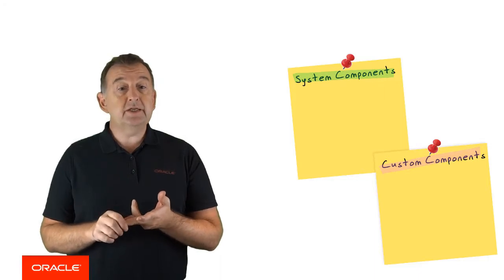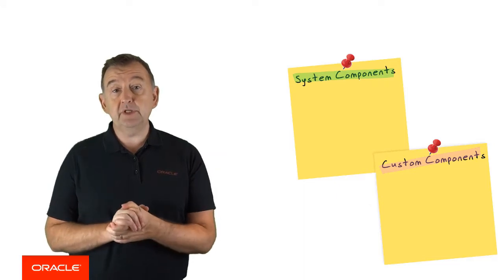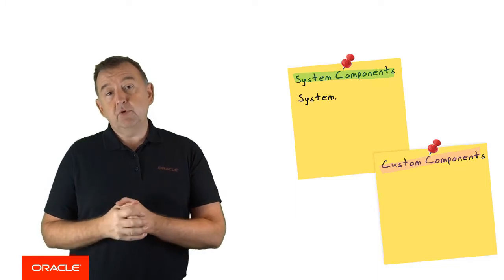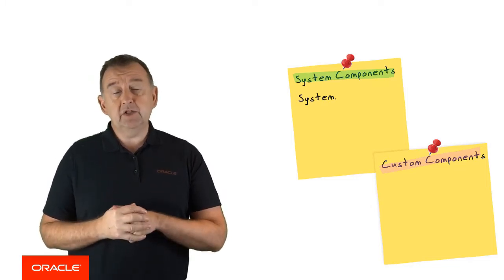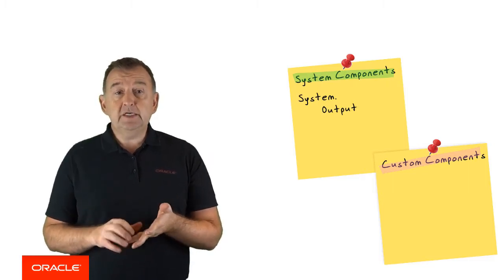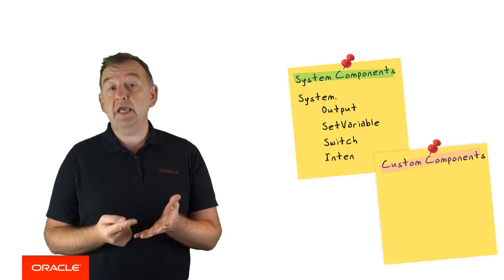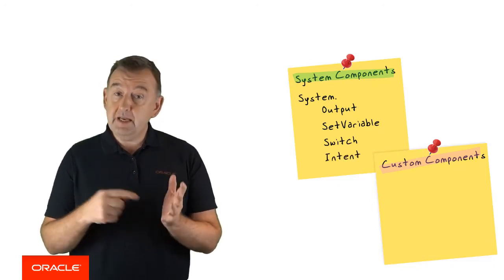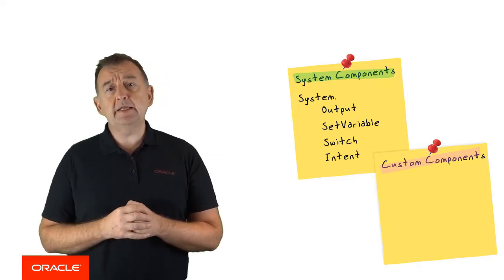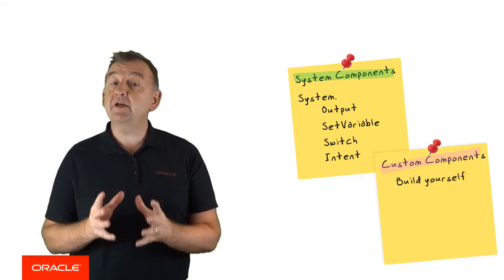System components are those standard components provided out of the box by intelligent bots, and you can tell a system component because it's prefixed with system dot. These system components perform standard functionality in the dialogue flow, such as output for outputting text to a user, setting a variable, conditional navigation using a switch component, and most importantly a system.intent component for resolving the user's input to one of your intents. Custom components, on the other hand, are, as the name suggests, built by you to perform a specific and custom action.